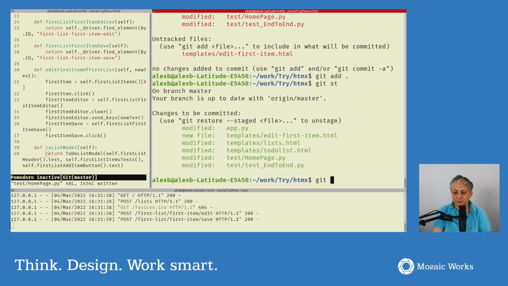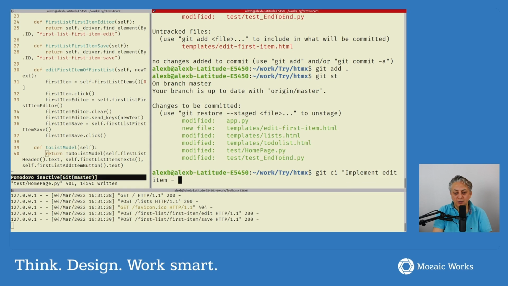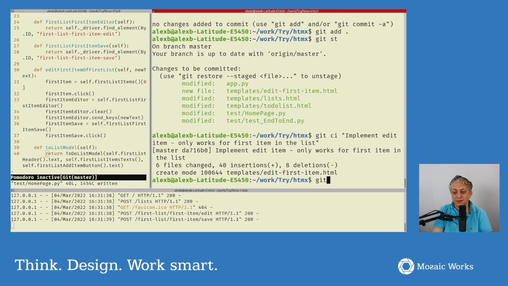Status, git commit, implement edit item. Only works for first item in the list. But it is progress.